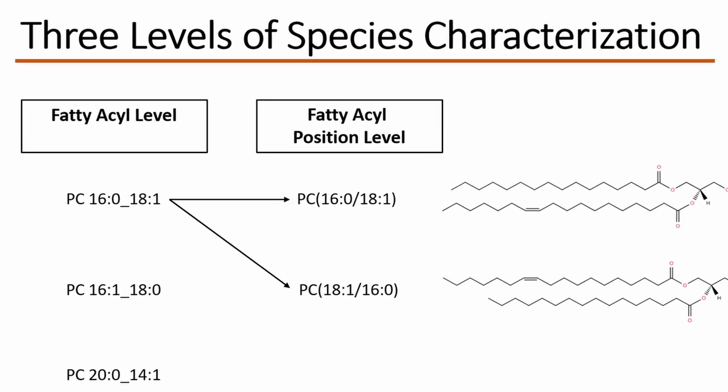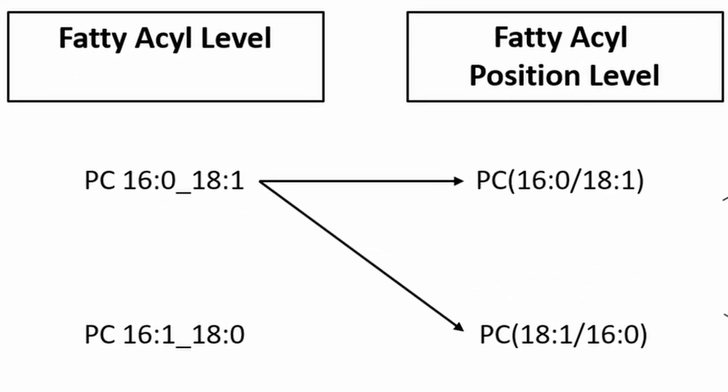As an example, PC16:0_18:1 describes a phosphatidylcholine with a fatty acid containing 16 carbons and no double bonds, and one containing 18 carbons and 1 double bond. Within a phosphatidylcholine, these fatty acids are bound to one of the positions on the glycerol backbone, commonly called SN or stereospecific numbering positions. Within this nomenclature system, the underscore indicates that the position of the fatty acids is ambiguous.